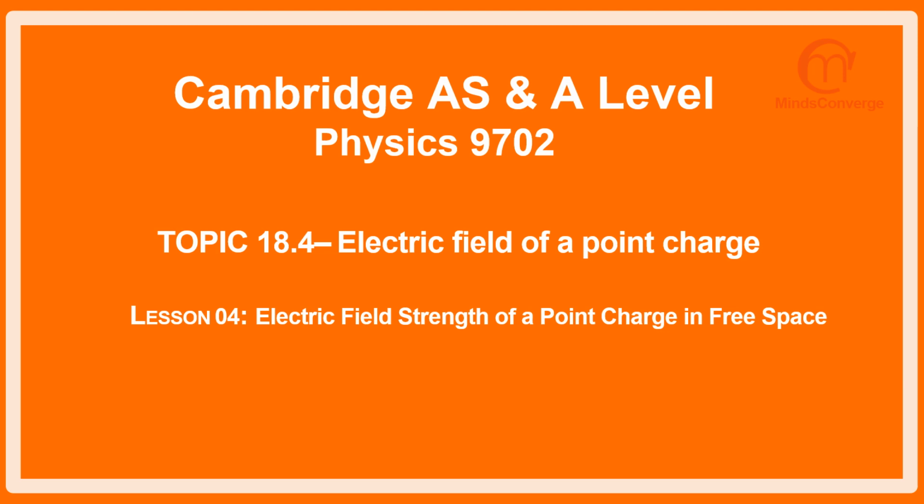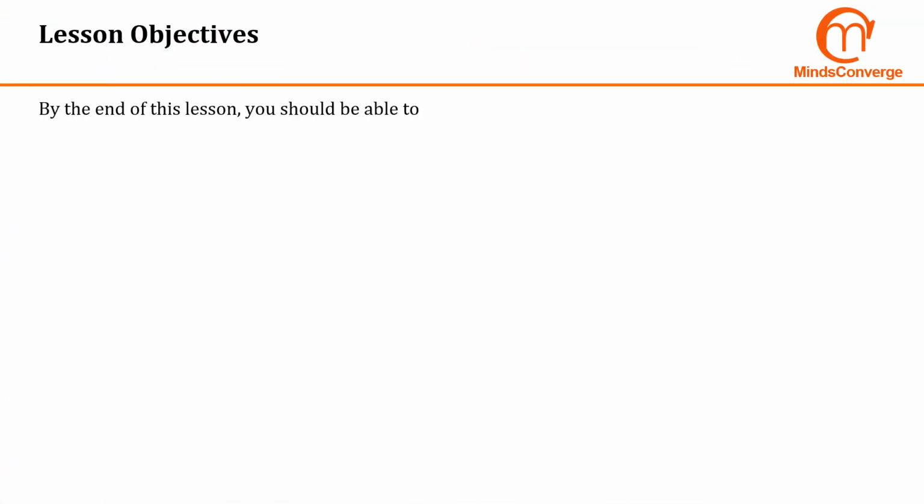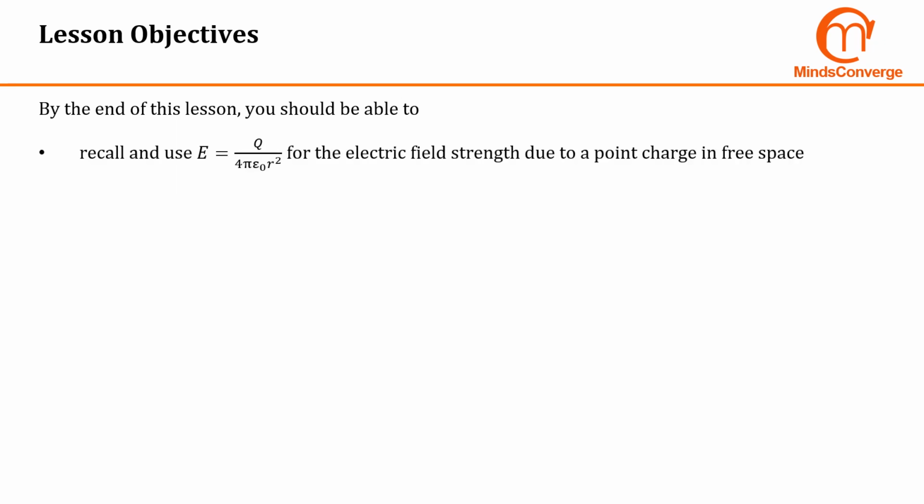Welcome. This lesson is on electric field strength of a point charge in free space, which is a subtopic of electric forces due to point charges in Unit 18 electric fields. By the end of this lesson, you should be able to recall and use E equal to Q over 4 pi epsilon 0 times r squared for the electric field strength due to a point charge in free space.